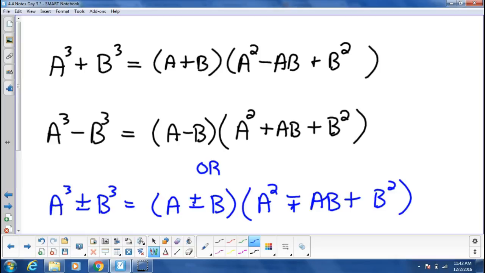So if you're at an A cubed plus B cubed, that means you're going to be on the top of all of the symbols. So then it would be A plus B, A squared minus AB plus B squared. If you're A cubed minus B cubed, then you would have minus sign, plus sign, and plus sign. So you stay on top or on the bottom. You have a yellow sheet. You have the patterns. You're good to go.